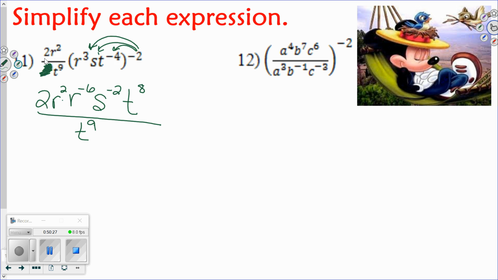Good. Next up is your like bases, and I do have r's that I can put together. So 2, what's that going to give me? R to the negative 4. Do I have other things I can put together? Yeah, I can put those t's together too. 8 minus 9. So it's top minus bottom. 8 minus 9. It's negative 1, and by default it goes to the top.